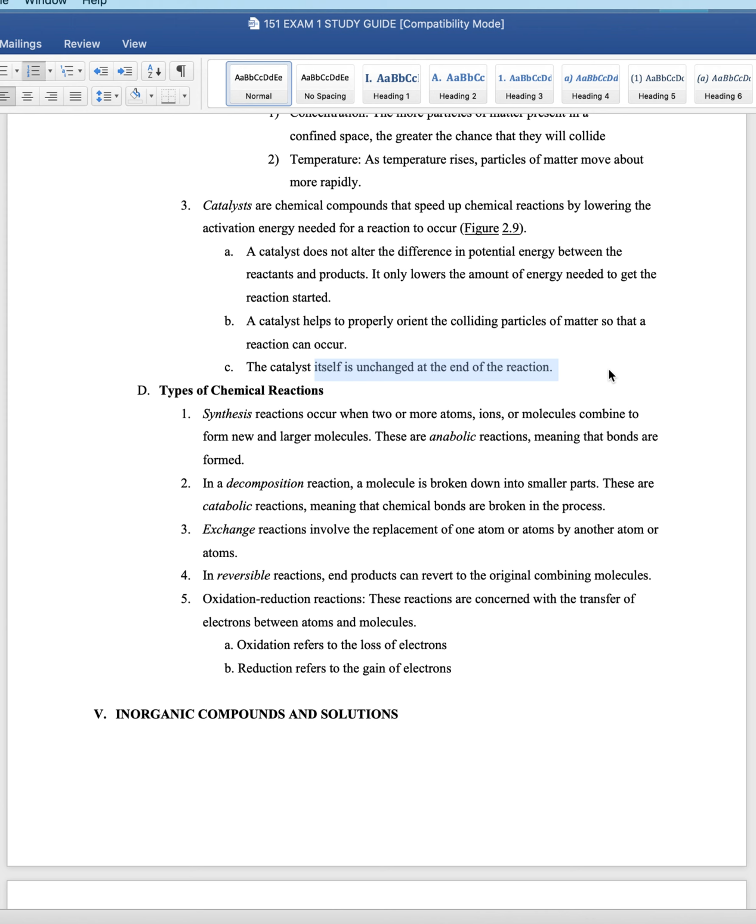So we have two major types of chemical reactions: reactions that build things up and reactions that break things down. Synthesis and decomposition reactions. Other types of reactions include exchange reactions, where we're exchanging one atom or a series of atoms for another atom. And reversible reactions mean that we can take our product and turn it back into our original molecules. And most reactions are reversible.